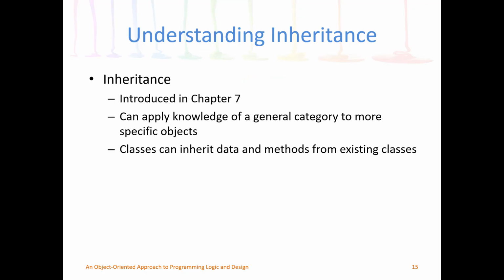What inheritance does is you can take a class and it can inherit from a class above it. It can take attributes, it can take methods from the class above it. So you take a general category such as employee, and I can make a more specific class, say salaried employee, and it will take everything from the employee class and inherit it down to the salaried employee class. It inherits data, it inherits methods from existing classes. And from these classes, I can make specific objects. I can make an employee object, or I can make a salaried employee object.